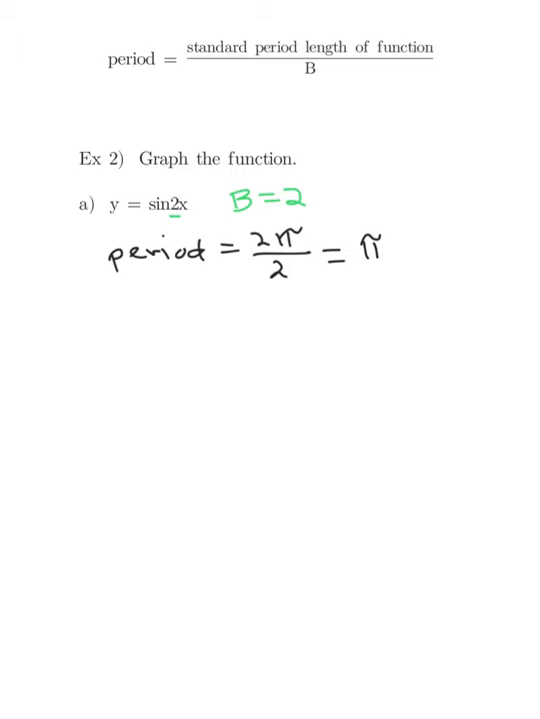Think back to our original graph of the sine function. We said that to go through a full cycle took 2 pi, and we broke that up into 4 equal parts. We started at 0, but then we had pi over 2, pi, 3 pi over 2, and 2 pi. 4 equal parts. Those 4 equal parts that a period is divided into are called the increments.